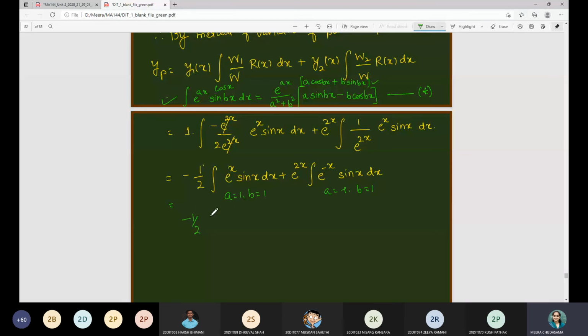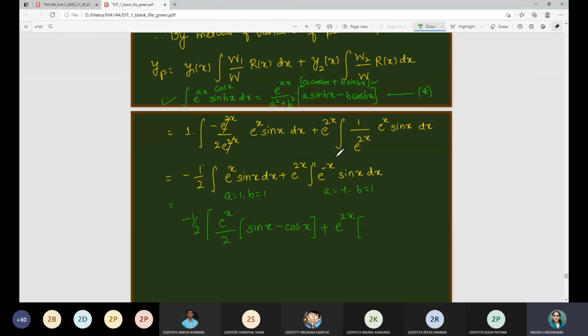So minus 1 by 2 e raised to ax, a is 1, so just e raised to x upon a square plus b square, so it is 1 square plus 1 square, that is 2, a, that is 1, sin bx, that is sin x, minus b, which is 1, cos bx, so it is cos x, plus e raised to 2x, sorry, not the integral sign, I have to write down the bracket.